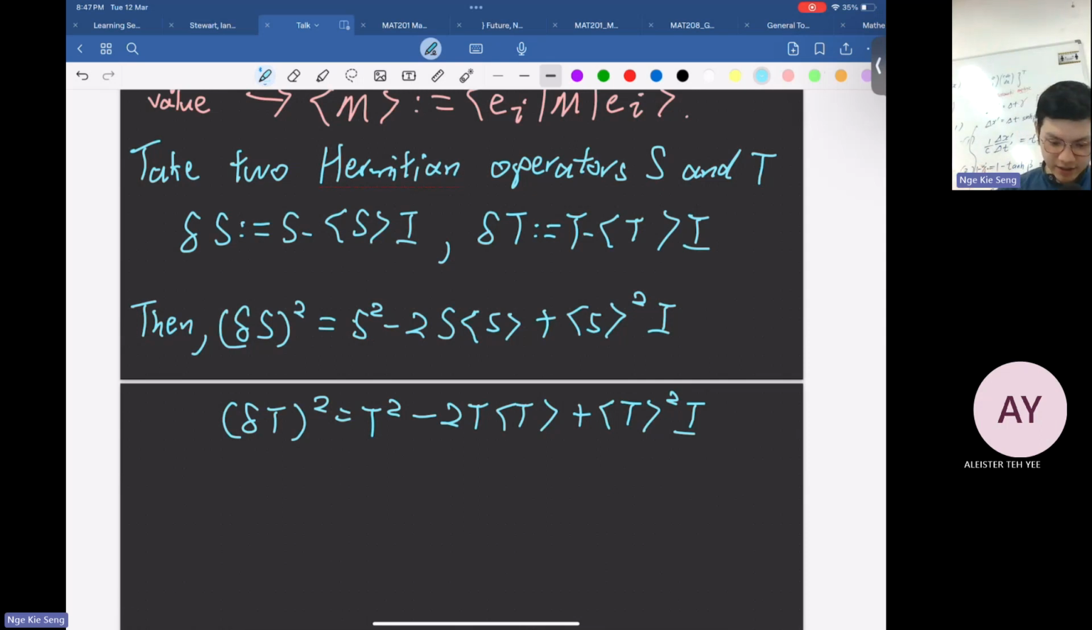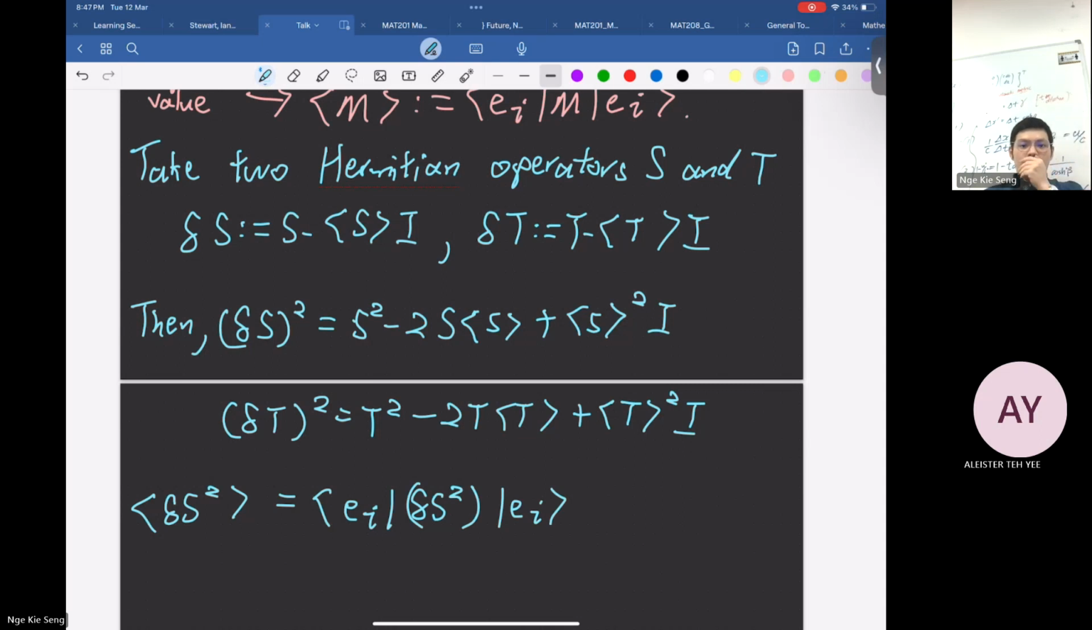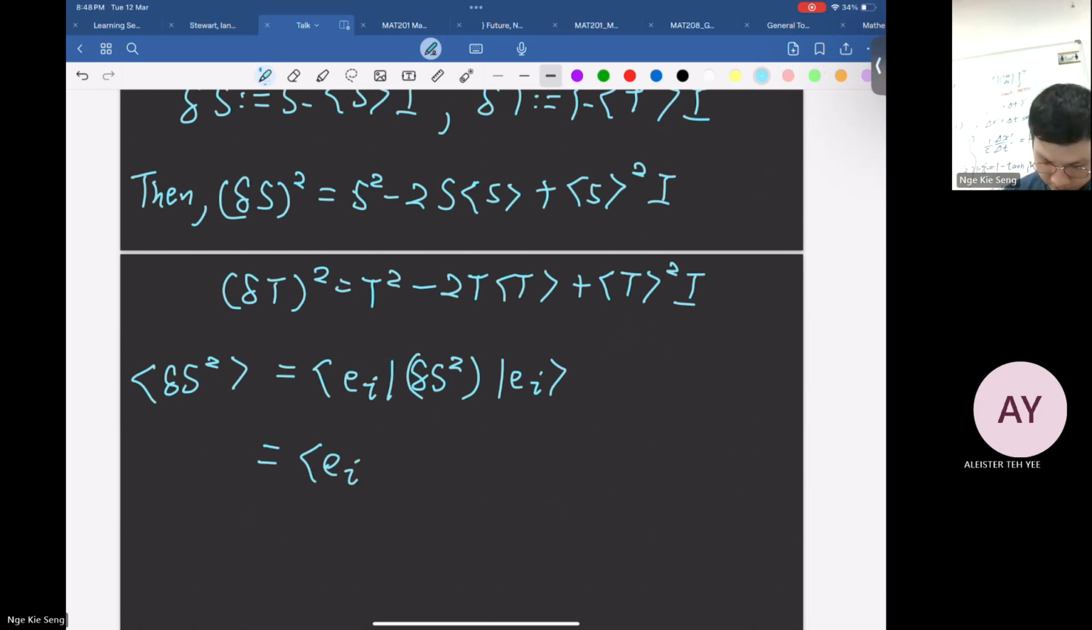And then I take the bracket of this delta squared. So I remind you, what is this bracket here? I take EI, and then take this operator, add on the ket, which is EI again. Can you compute what I get here? The bracket is linear. I mean, this operator is linear. So when you do EI bra here and EI ket here, what happened? It splits up into three terms. Should I write it out for better explanation? So let me write it out.